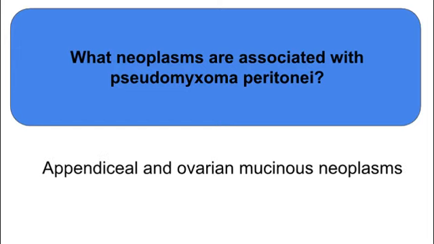Appendiceal mucinous neoplasms are often thought to be the cause of pseudomyxoma peritonei, and when an ovarian neoplasm is seen, it is thought to be secondary. These ovarian neoplasms are thought to result from the incorporation of implanted mucus and neoplastic mucinous cells.